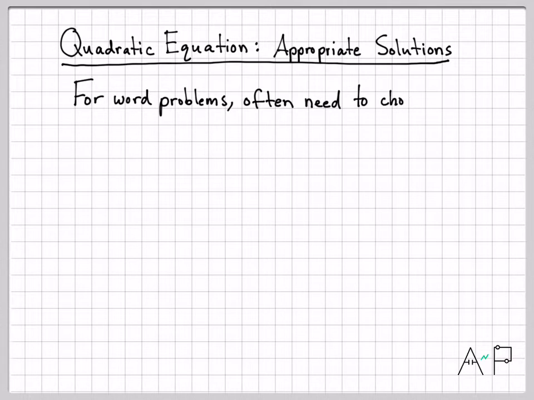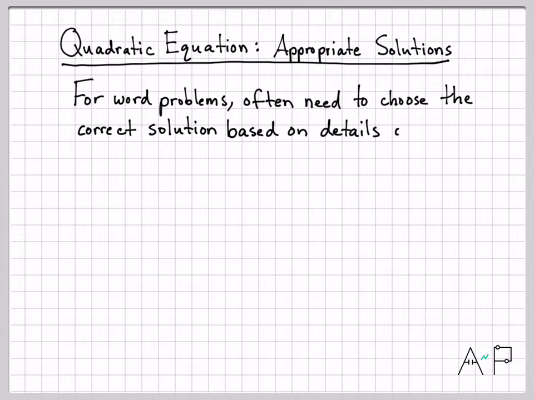So if you're working a word problem and you're given a quadratic equation to solve, sometimes you're going to need to choose just one of the solutions that makes sense, usually based on whether your answer should be a positive quantity or a negative quantity. So choosing the right answer out of the possible two answers is the skill when working word problems like this. So let's just do a little example.